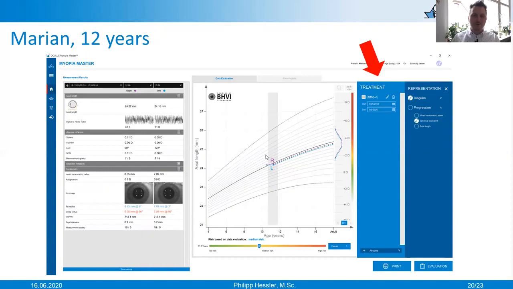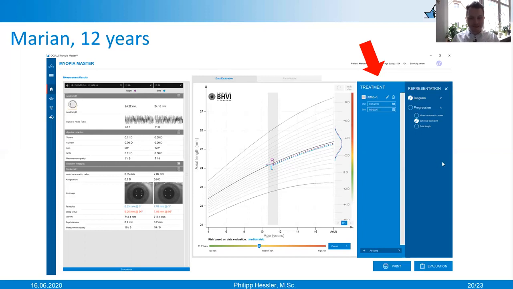So if I want to add another treatment, for example atropine, to increase the therapeutic effect, I can do this at any time and set a different color for it. In this way, I can monitor at all times the effect of each treatment on the axial length growth of the eye. And in this case, our therapy has an excellent effect.